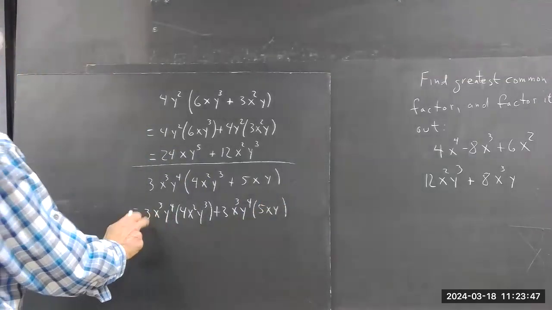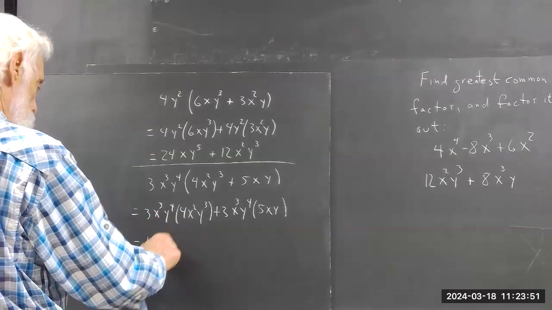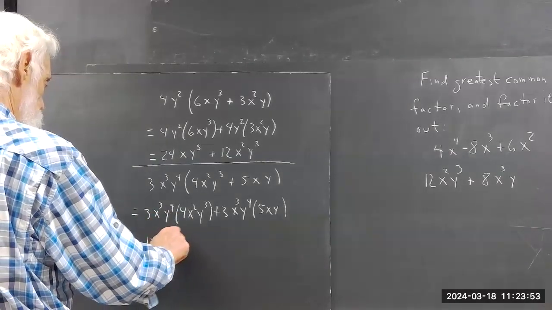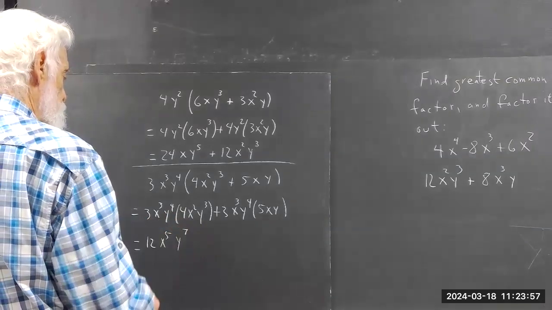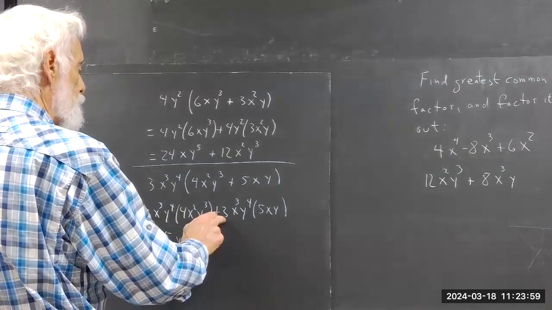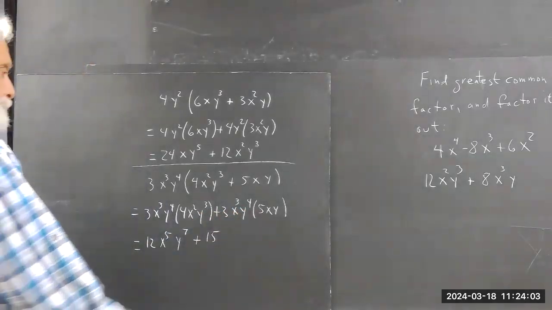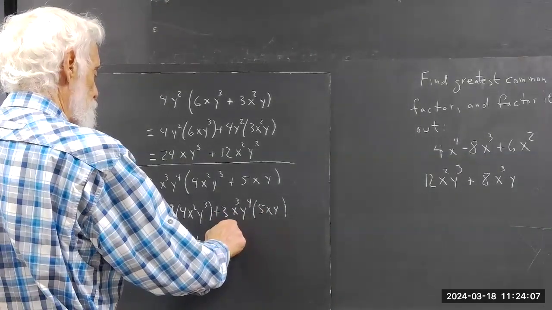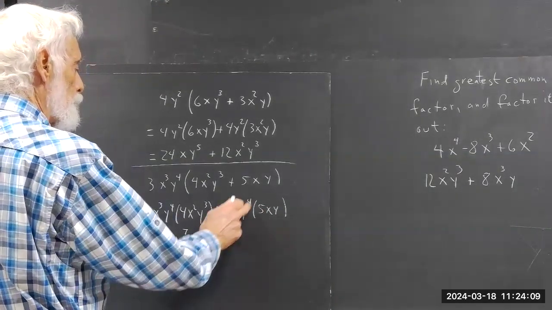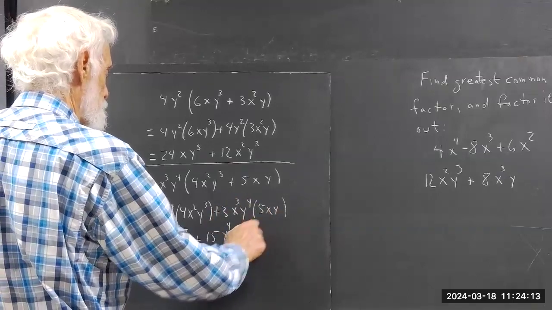And now 3 times 4 is 12. We have an x cubed and an x squared, excuse me, x to the fifth. Y to the fourth times y cubed gives you y to the seventh. Then here, 3 times 5 is 15. X cubed times x, well, that's going to be x to the fourth. And y to the fourth times y, well, it's going to give you y to the fifth.